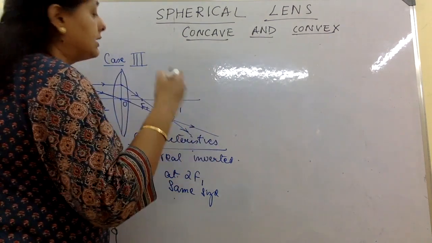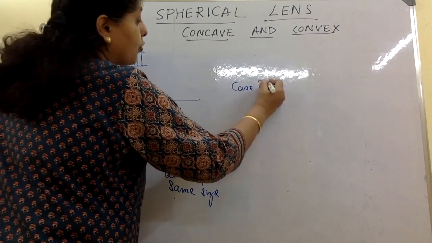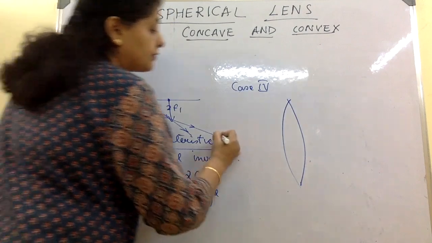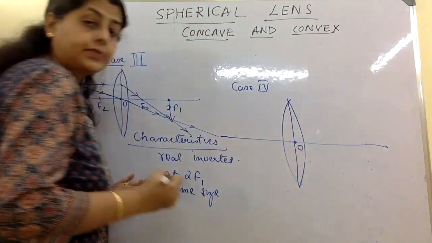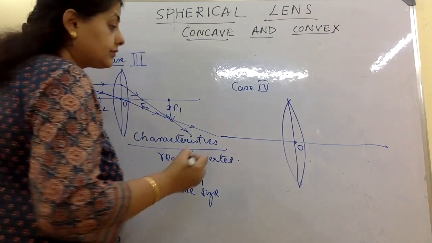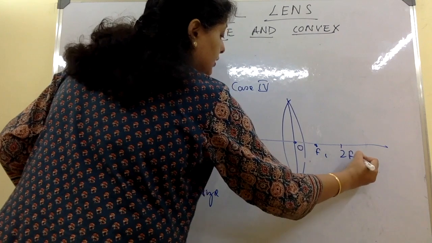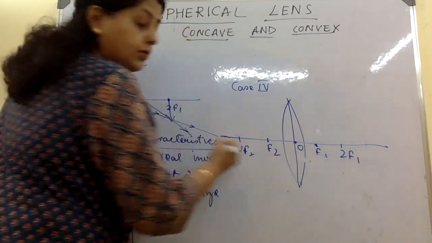Let's come to the next case, which is case 4. Again we have a lens, and now the principal axis, this is the optical center, and this is F1 to F1, F2 to F2.